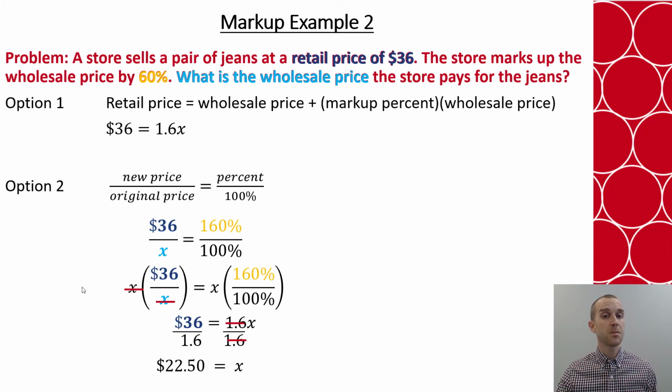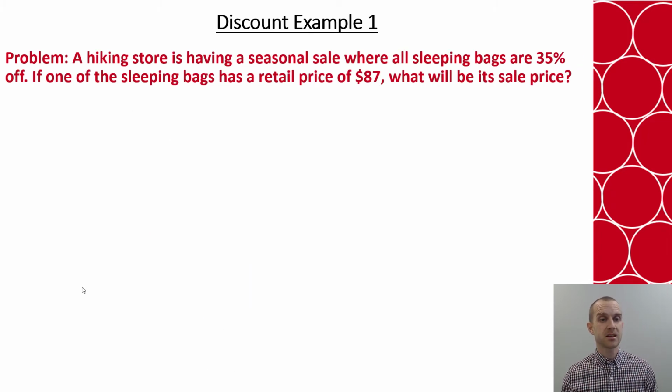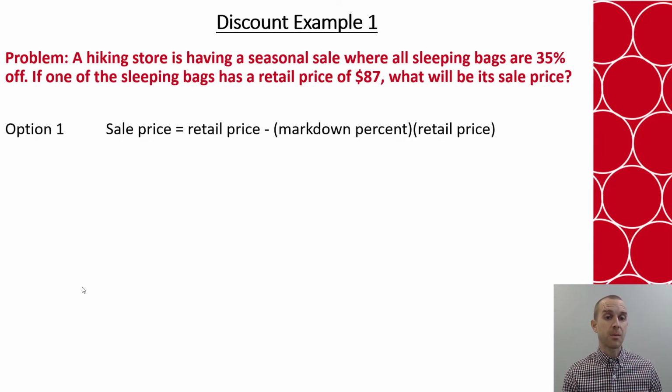Now what if I looked at markdown problems or discount examples? So say a hiking store is having a seasonal sale where all sleeping bags are 35% off. If one of the sleeping bags has a retail price of $87, what will be its sale price? So here it's a markdown, and in a markdown I have my sale price equals the retail minus the percent times the retail. So I'm subtracting out that markdown.